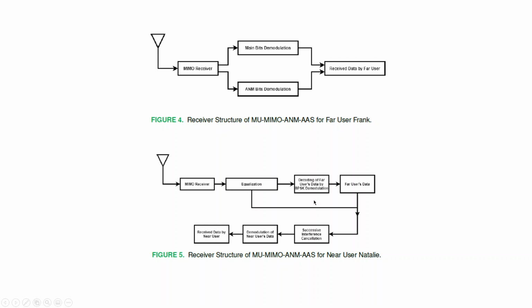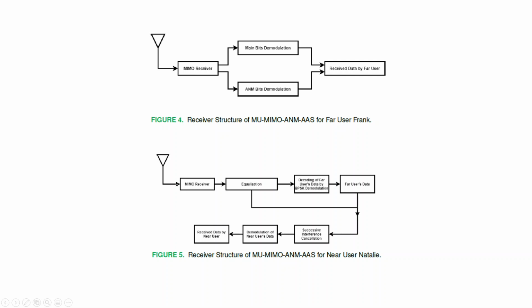At the receiver, we have 2 different receivers for the far user and the near user. For the far user, we have the MIMO receiver. We have 2 different groups, the main bits group and the A&M bits group. We demodulate them separately, and eventually we come up with our received data for the far user. For the near user, though, we have a different situation, because the near user can get all the data that was transmitted for her and also for the far user.